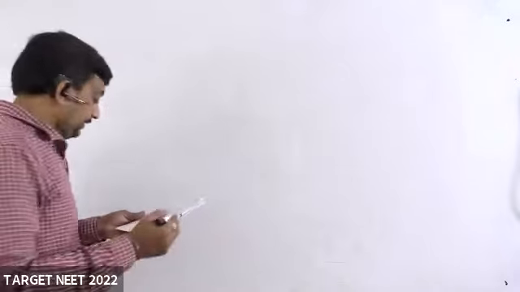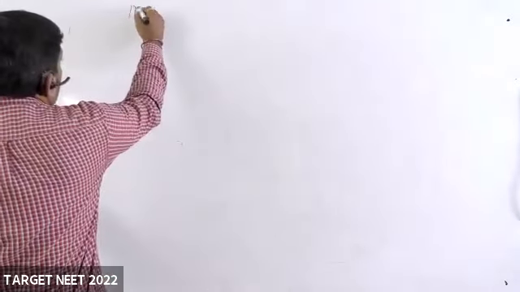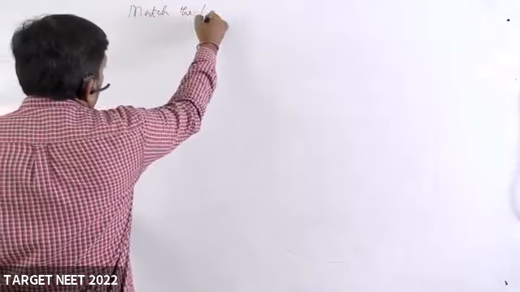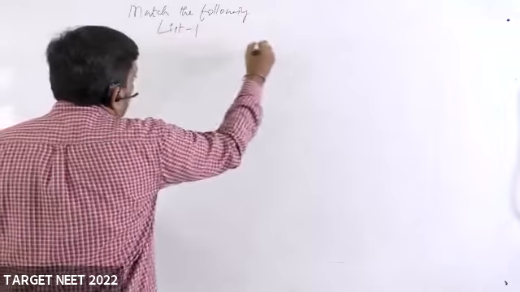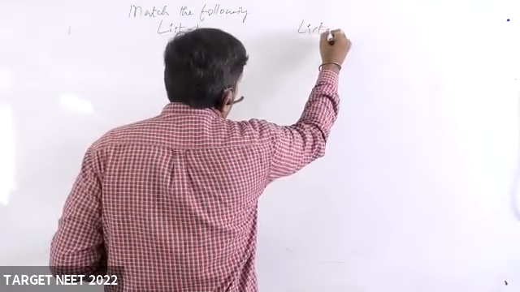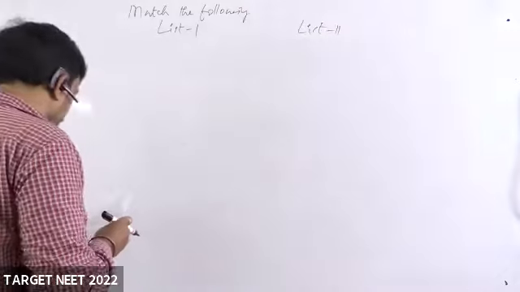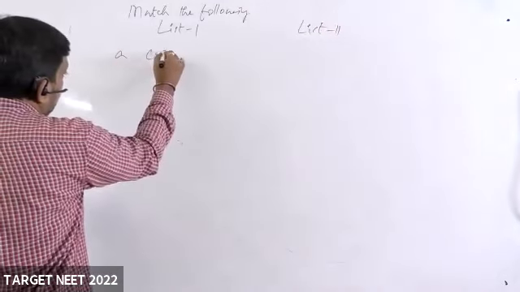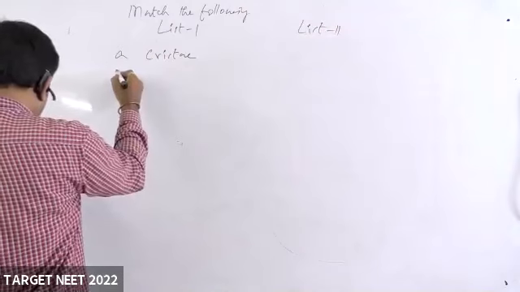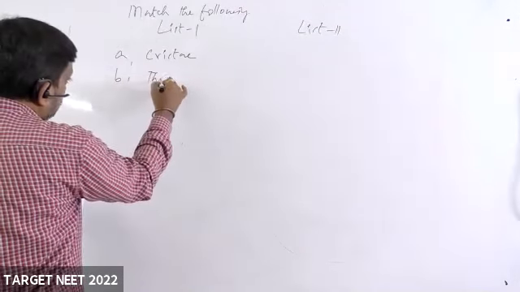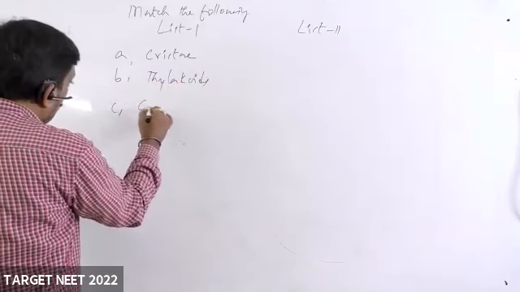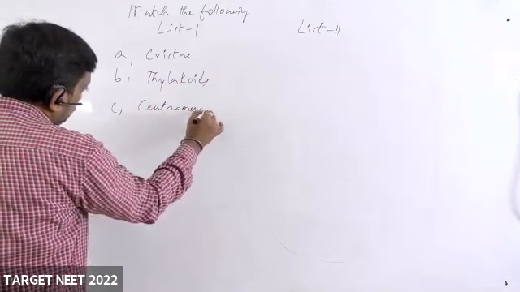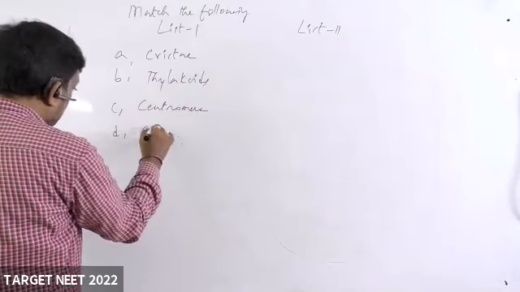Now here a list has been given. Match the following, List 1 and List 2. In List 1: A, cristae; B, the thylakoids; C, centromere; and D, cisterna.